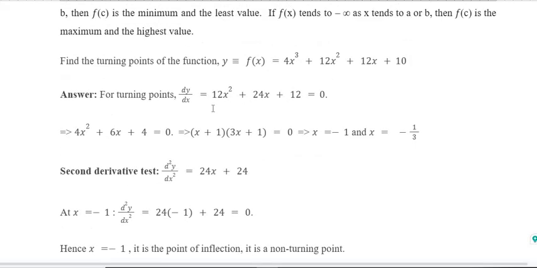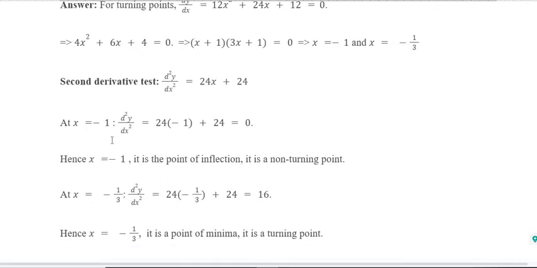So we differentiate again to get the second order derivative, and then put in the values minus 1 and minus 1/3. The second order derivative gives us 24x + 24. Now we put x = -1 and check the second order derivative at that point. 24 times minus 1 plus 24 is equal to 0. So the second order derivative is 0, and there will be no maxima and no minima.